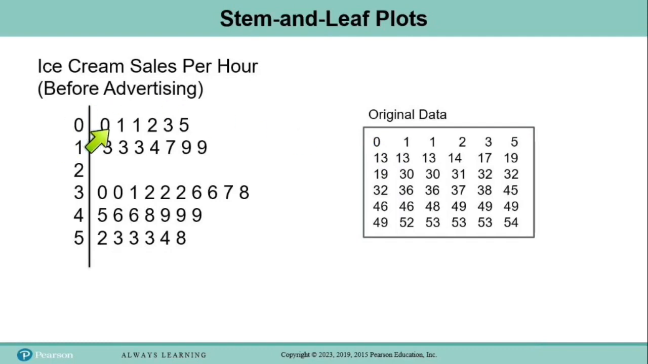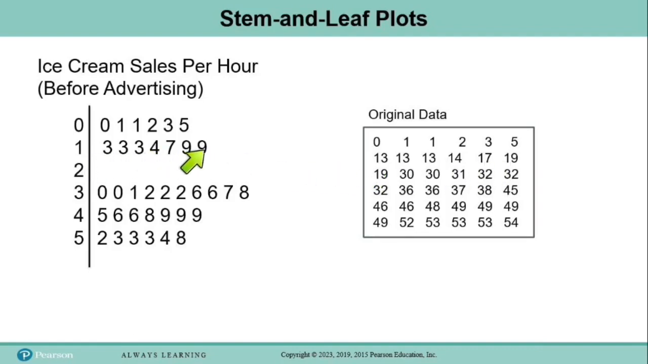Okay, notice that all of our leaves are in order. So when we look at these leaves, we see 0, 1, 1, 2, 3, 5, and that represents the first row here of our table, 0, 1, 1, 2, 3, 5. And then all of our teen numbers are 13, 13, 13, 14, 17, 19, 19.